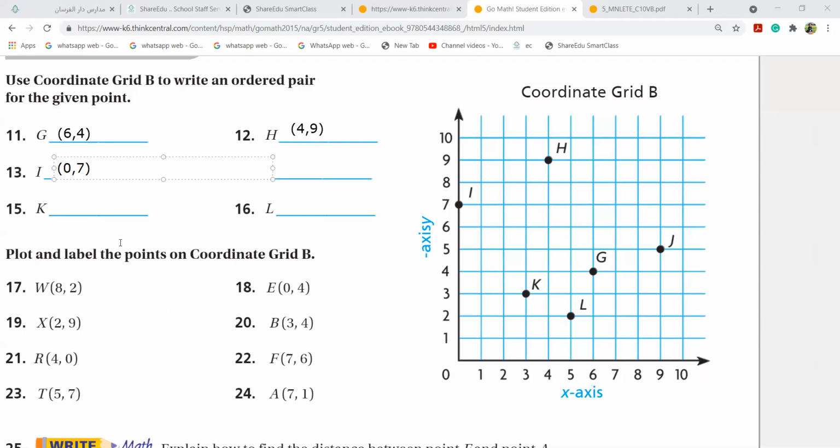Judy? Question number 14, J. 9.5. Very good. I'll write it here, 9.5. So you understood this lesson, that means, right? It's good, I gave you many questions. Yes. K, next, Tulin.